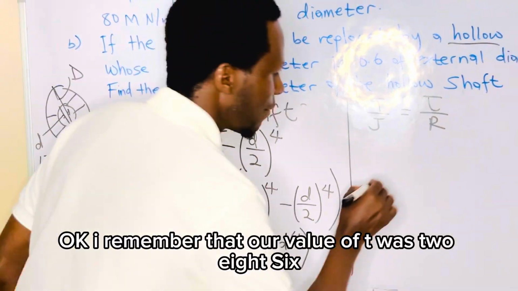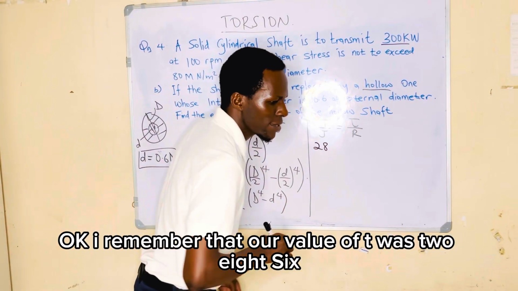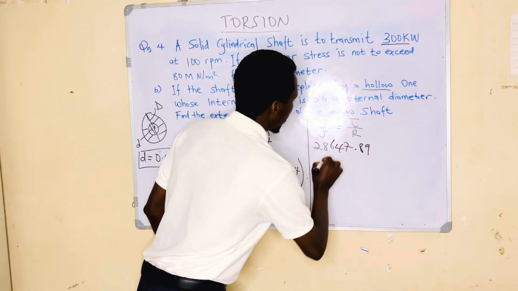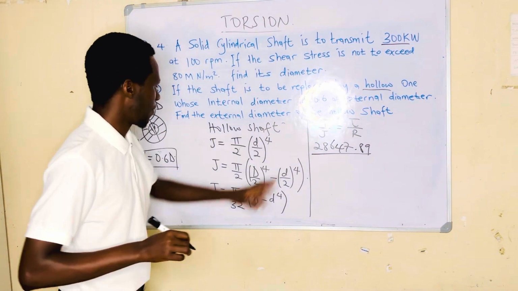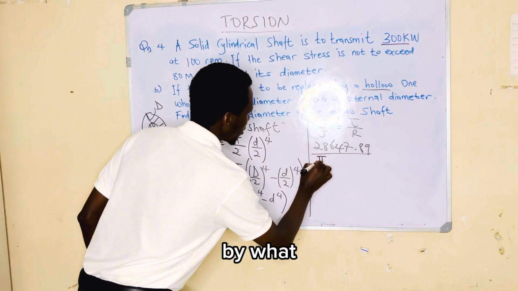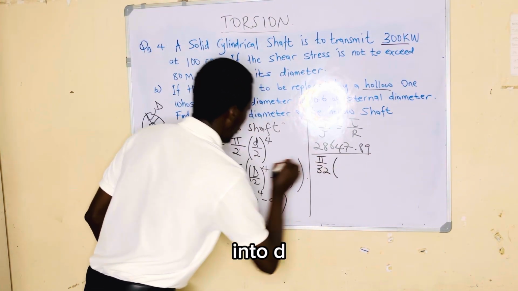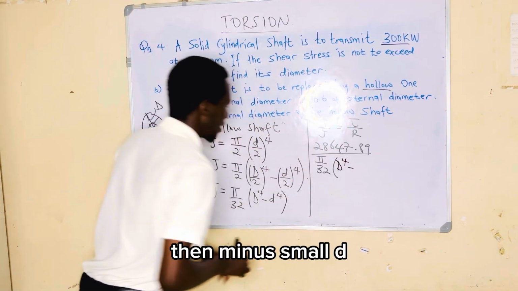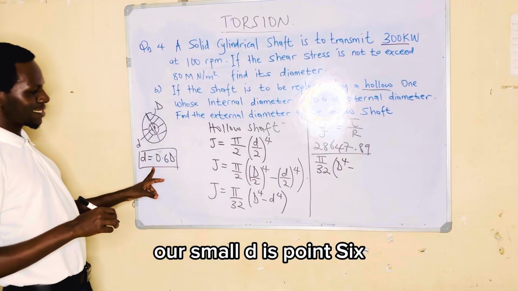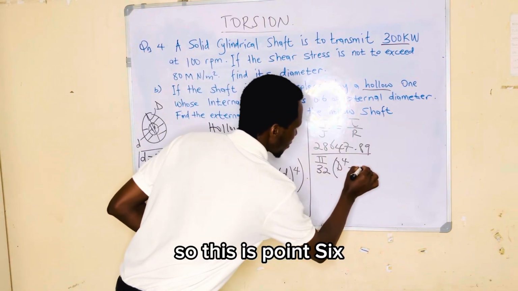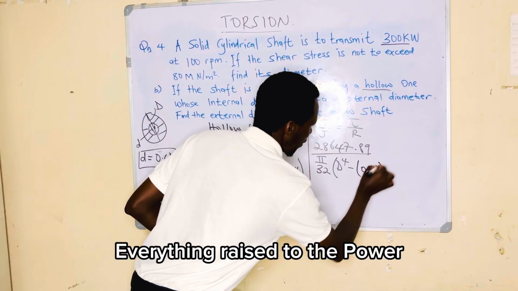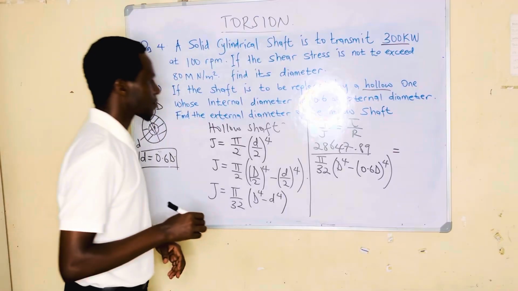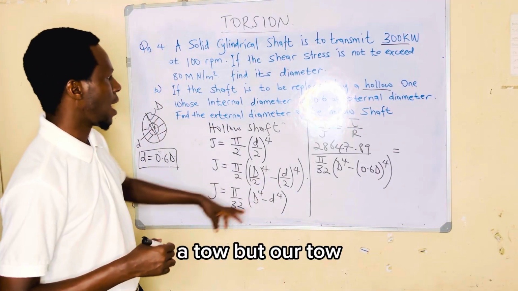So we know the value of T. I remember that our value of T was 2864789.89. We're dividing it by the value of J. Our J is pi by 32 into capital D, remember we're finding the value of capital D, then minus small d. Our small d is 0.6 capital D. So this is 0.6 capital D, everything raised to the power 4. Then we are equating this to tau.